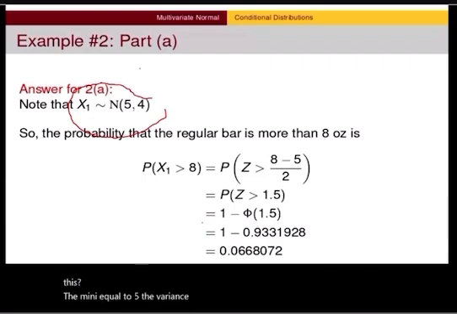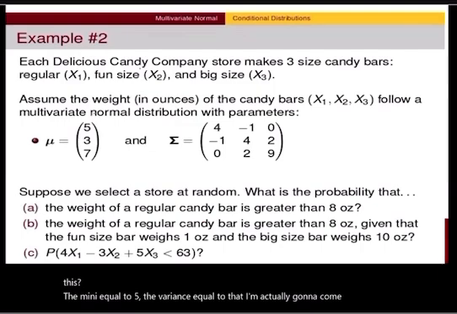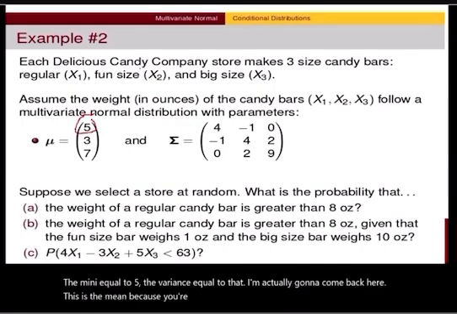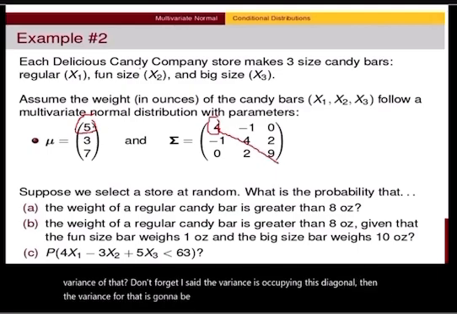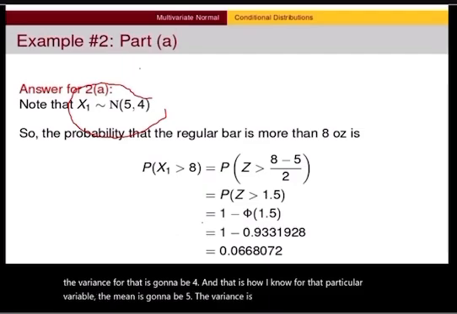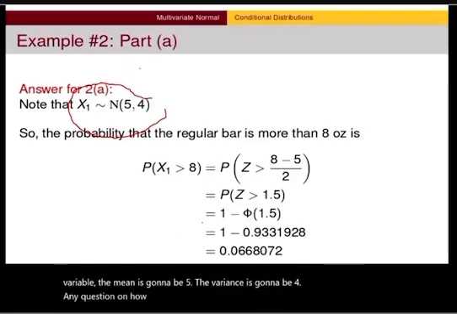I'm actually going to come back here. This is the mean because you're focusing on that. The mean of that, what is the variance of that? Don't forget I said the variance is occupying this diagonal, then the variance for that is going to be 4. And that is how I know for that particular variable, the mean is going to be 5, the variance is going to be 4. Any question on how I started that?